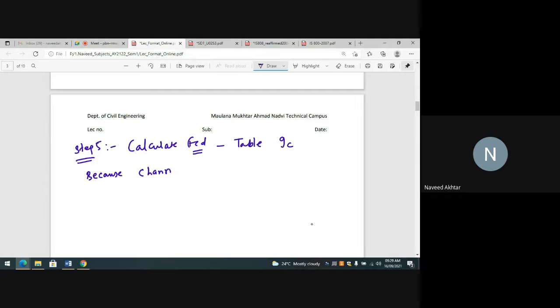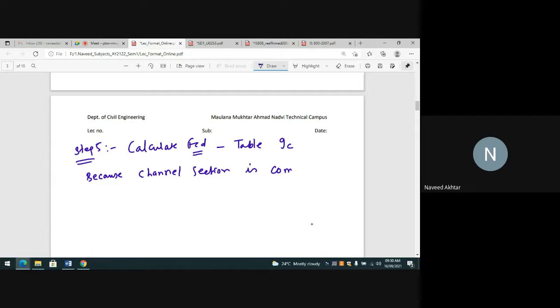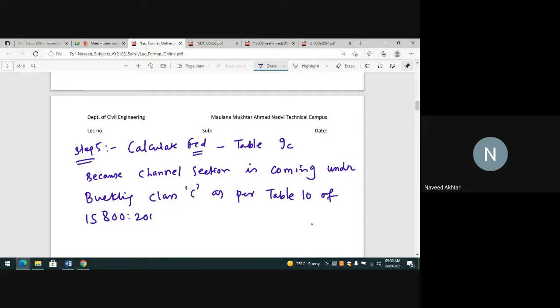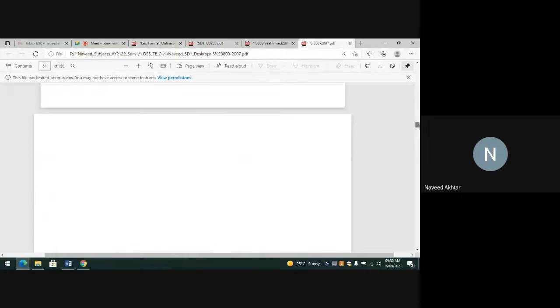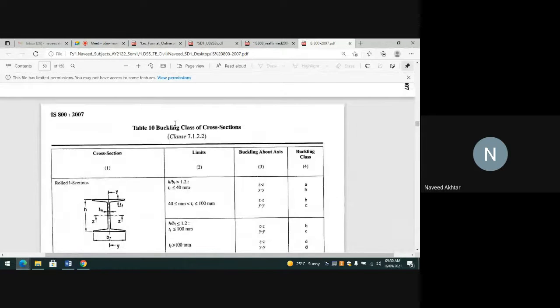the channel section is coming under buckling class C, as per table 10 of IS 800 2007 on page number 44. We go to IS code IS 800 2007, page number 44. You can see this buckling classification of the section is visible to you, I think so.